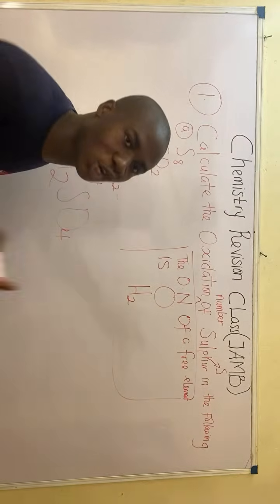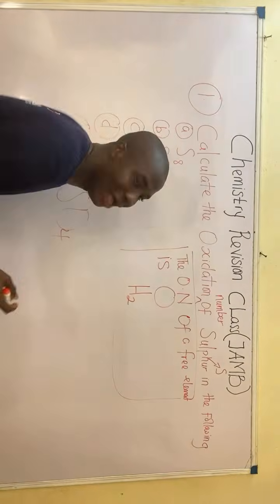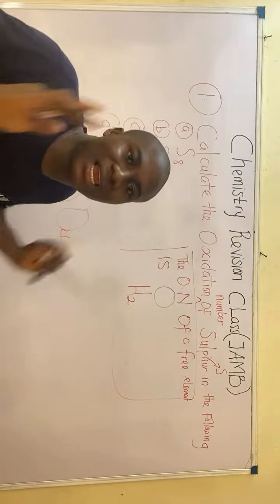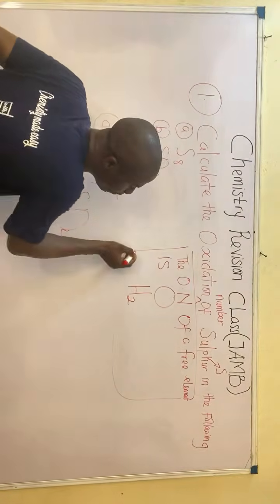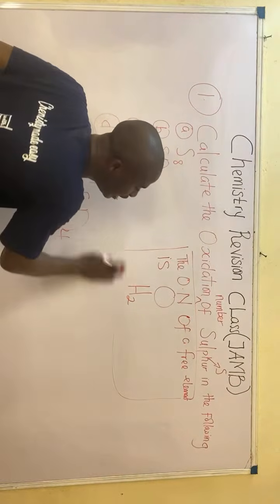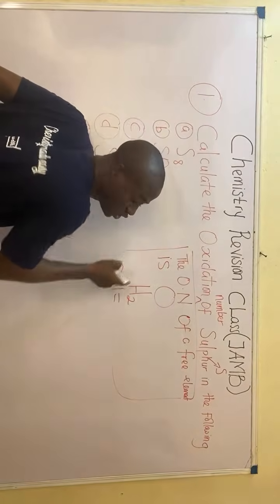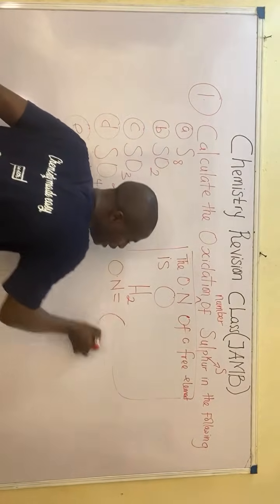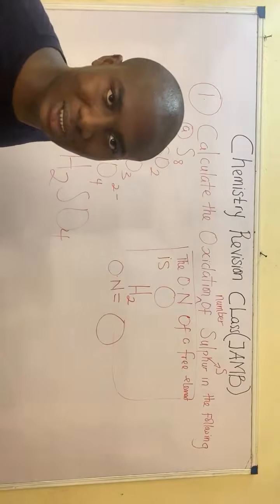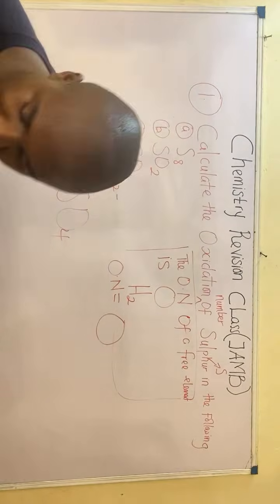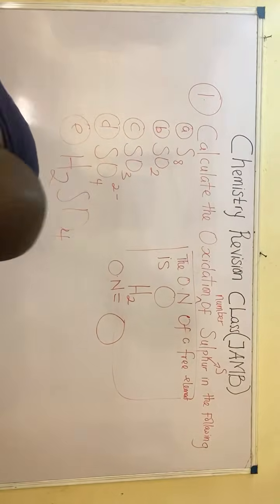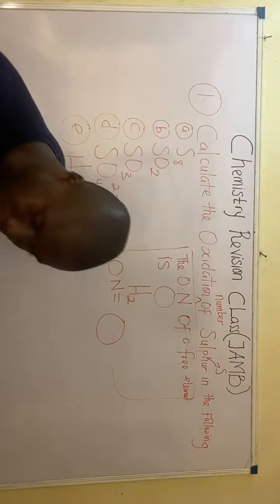They say, what is the oxidation number of hydrogen in H2? Hydrogen is just the element standing alone. So what becomes the oxidation number? Very easy. The oxidation number of a free element is 0. So the oxidation number of hydrogen here is going to be 0. Do you understand? It's actually very, very easy.